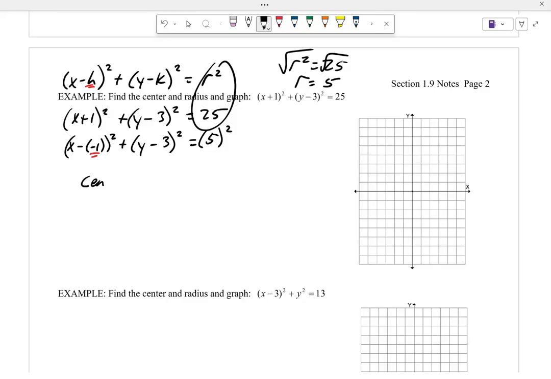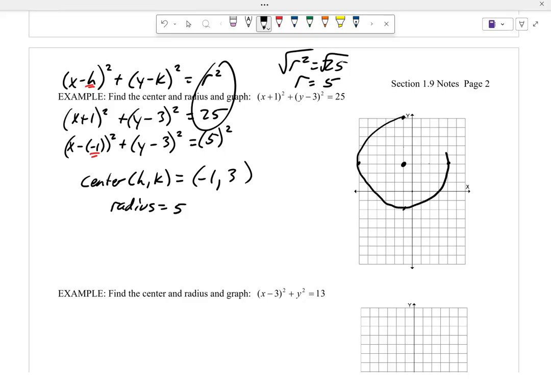So our center (h, k) would be (-1, 3), and our radius r would be 5. So we've got (-1, 3), and then we can kind of draw our circle. Oh well, I missed my points, but whatever.